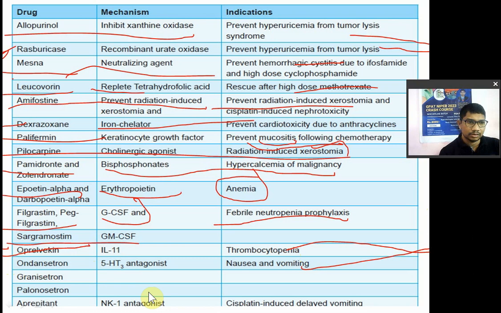So ondansetron क्या है? 5-HT3 receptor antagonist. It is useful to control the vomiting and nausea caused by anticancer drug. Granisetron, palonosetron both. Then aprepitant is a neurokinin antagonist useful in the cisplatin induced vomiting. So these are the few drugs which are used as a concurrent therapy or drugs used to prevent the toxicity of anti-cancer drugs.